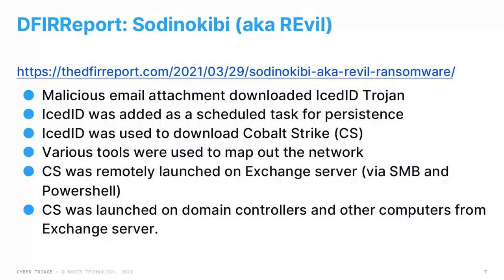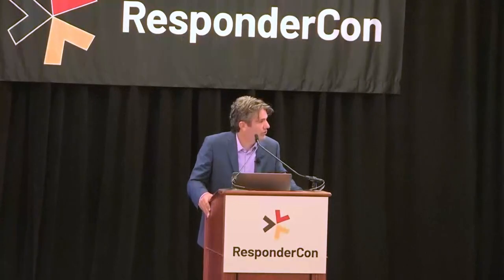So the first one on here is REvil, or Sodinokibi. I'm sure I'm butchering that. But here's the basic flow of what that attack was. A malicious email attachment was opened. It downloaded the IcedID Trojan loader. That was then added as a scheduled task for some persistence on that beachhead initial computer. That was then used to download Cobalt Strike, which is another red teaming tool turned into something used by attackers to do various things.